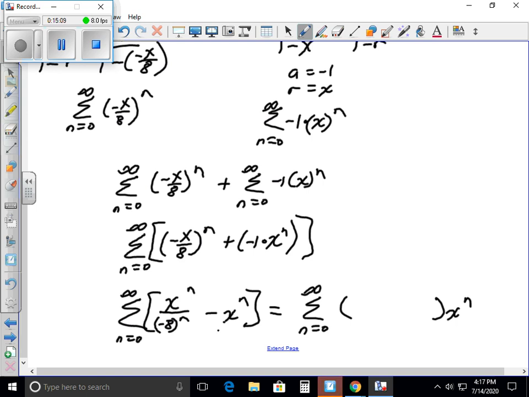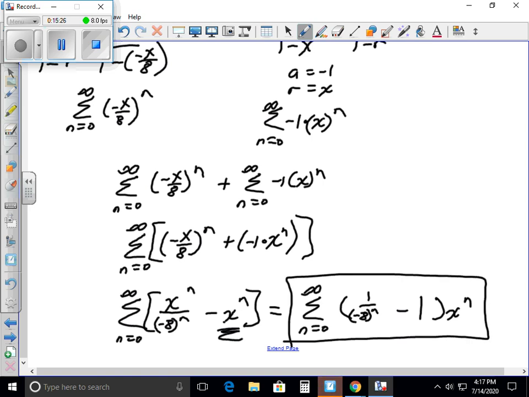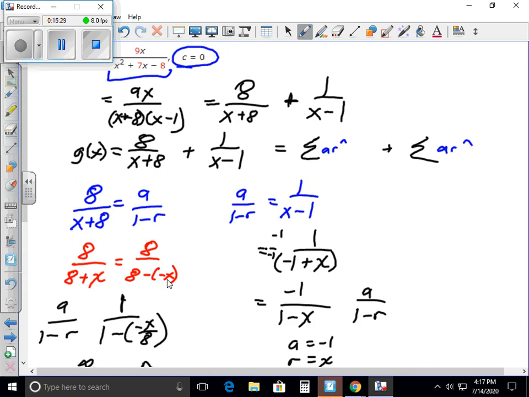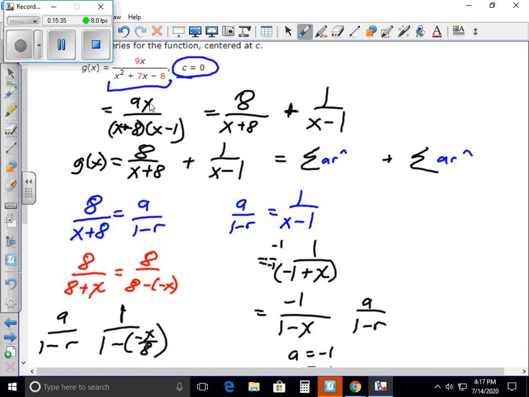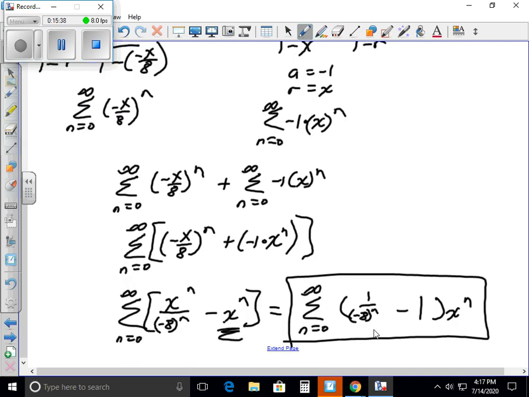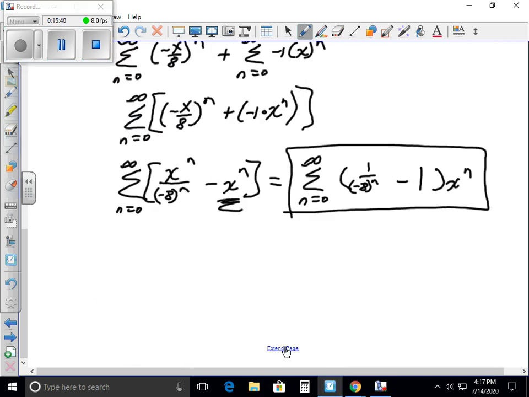If we take an x to the n out of the second term, we're left with just a 1. If we take an x to the n out of the first term, we're left with a 1 on top, negative 8 to the n on bottom. So this is our series that is equivalent to the fraction we began with. This is a power series centered at 0, such that our series is equivalent to our original rational function.